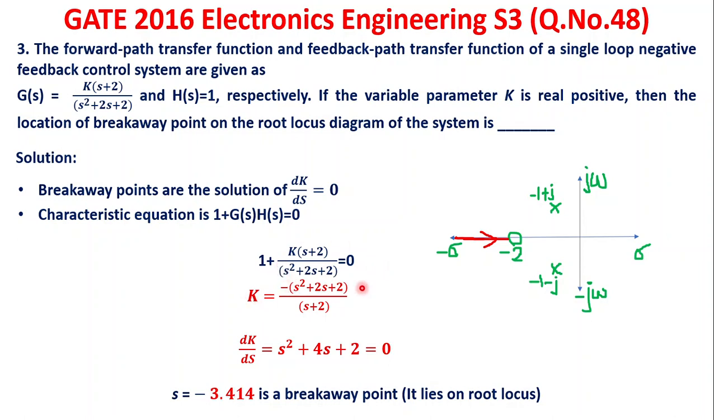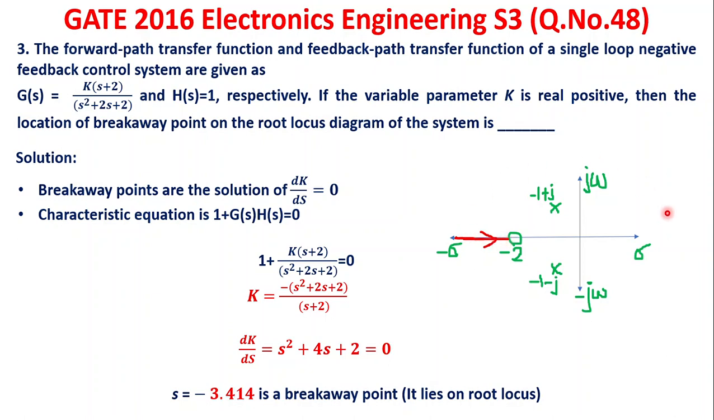Therefore k, when we simplify, this will go this side. So finally, k is minus of (s square plus 2s plus 2) by (s plus 2). So use the u by v rule, that is (v du minus u dv) by v square. We will get dk by ds as s square plus 4s plus 2 equal to 0 after simplification. So if you solve this, we will get two roots. One root is minus 3.4 and the other is minus 0.6. That minus 3.4 is definitely on the root locus.